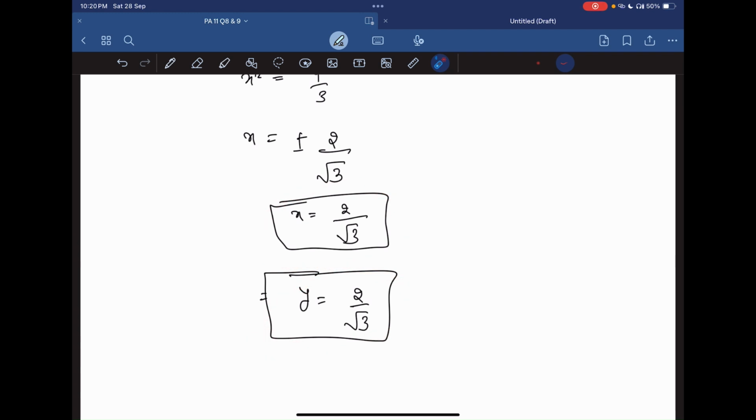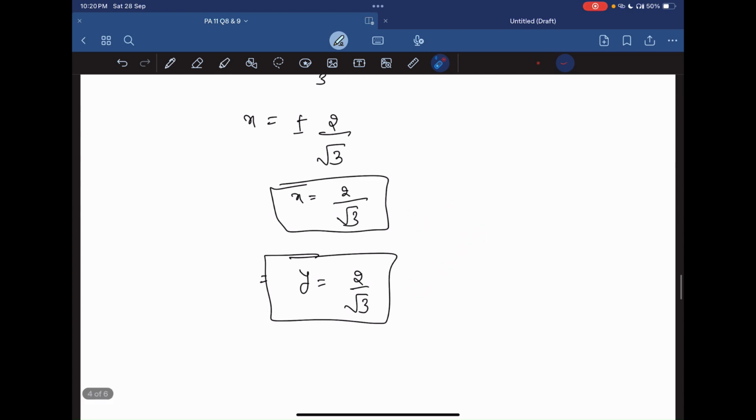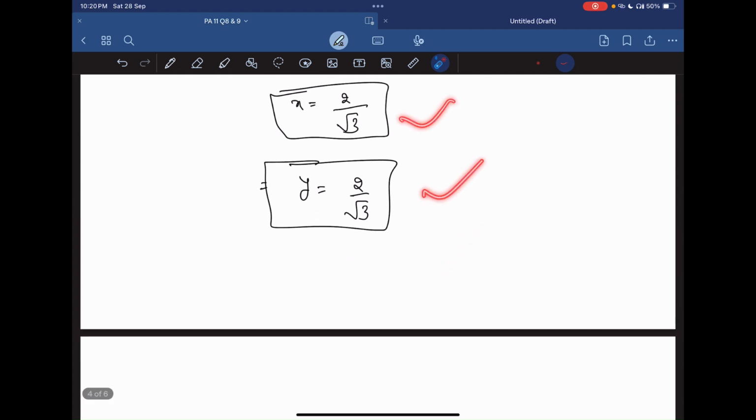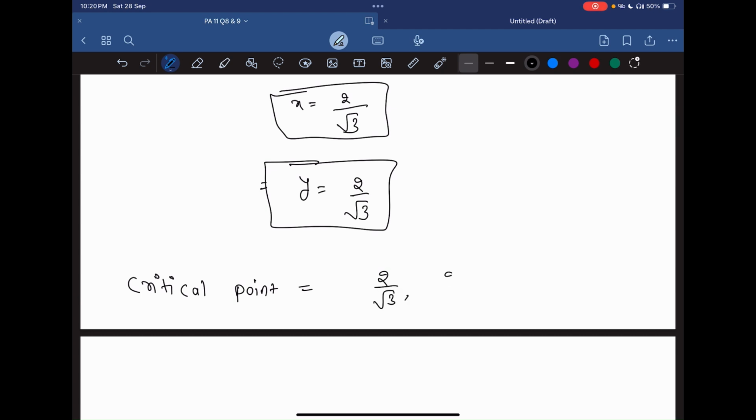Notice here that there are more critical points beside these, but we will ignore those, because in those critical points the x or y value is either 0 or negative, and that's the reason we will ignore them. If we look at the function, there are more critical points, but this is the only critical point that we will consider. So the critical point is (2 by root 3, 2 by root 3).